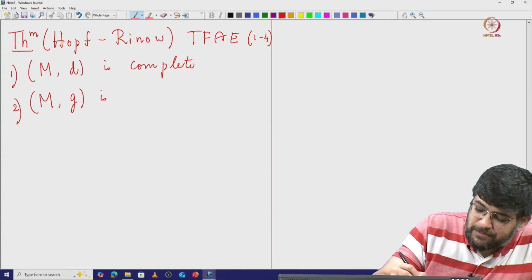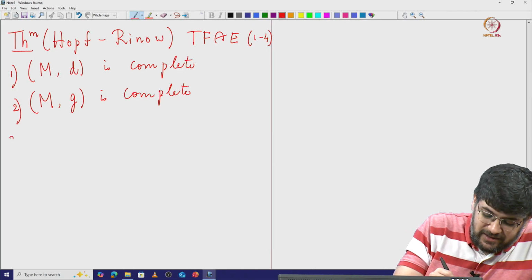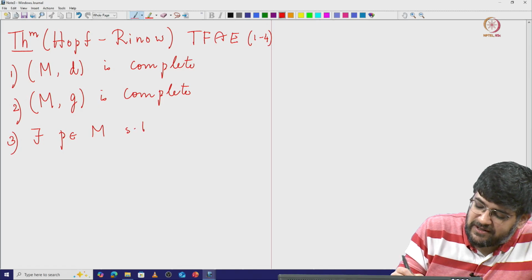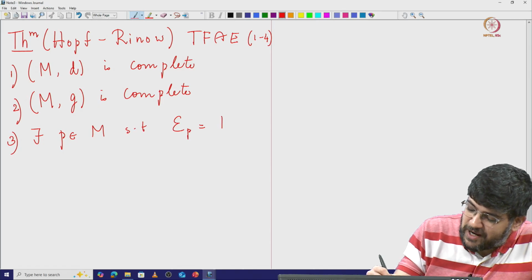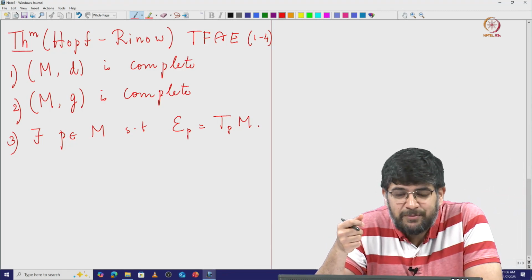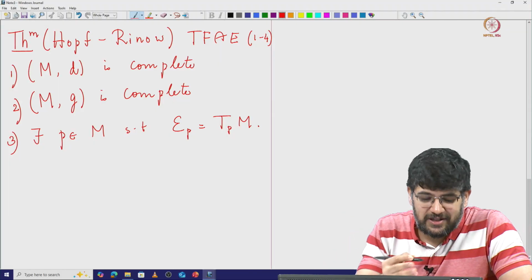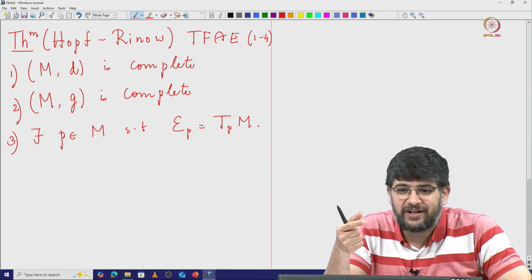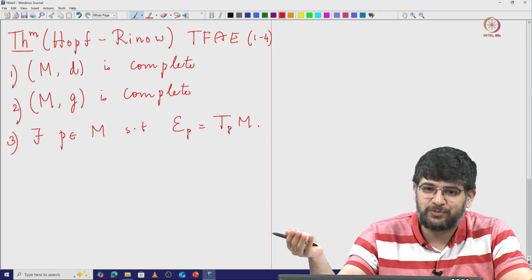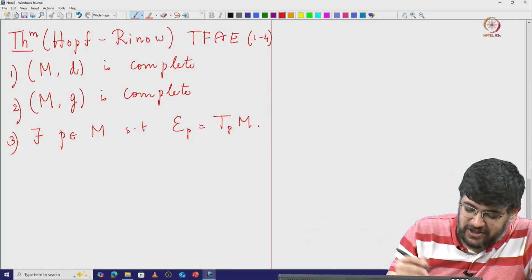Second, Mg is complete as a Riemannian manifold, so it is geodesically complete. The third point is that there exists some point P such that the domain of the exponential map is the whole tangent space. So remember, geodesic completeness demands that this holds for all P, but it turns out, as we shall see, that this is equivalent to just testing for a single point. So for a single point, if the domain of the exponential map is the entire tangent space, then Mg is geodesically complete.